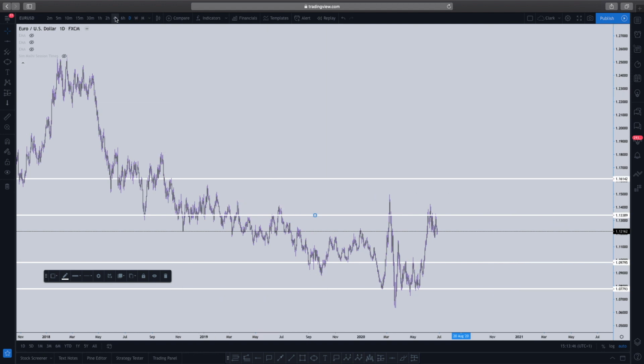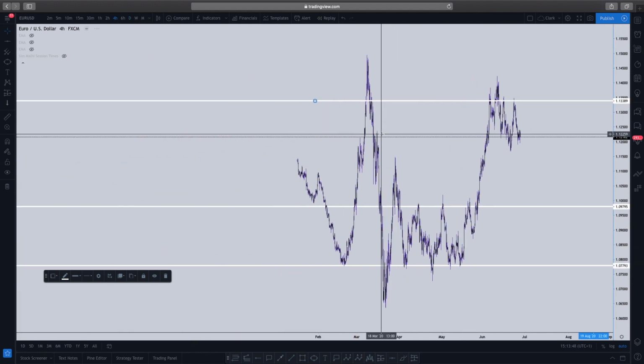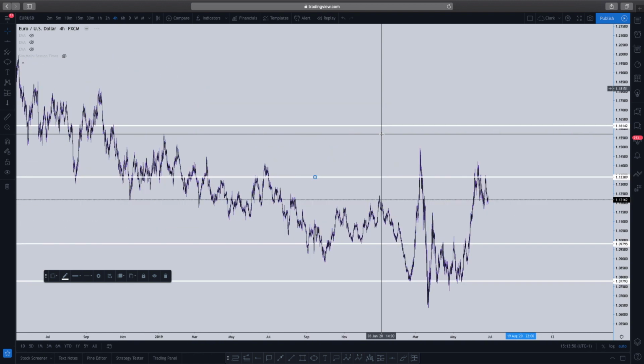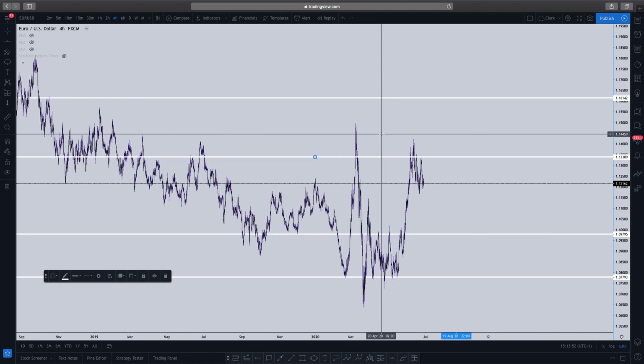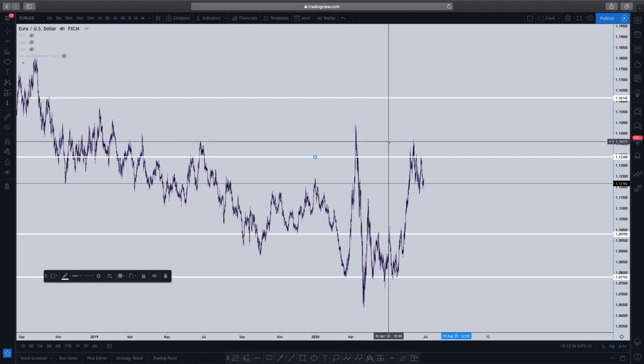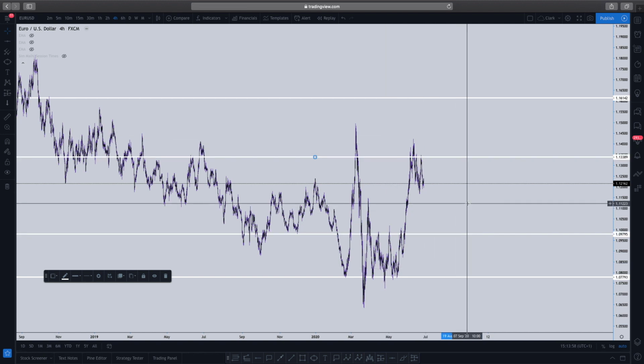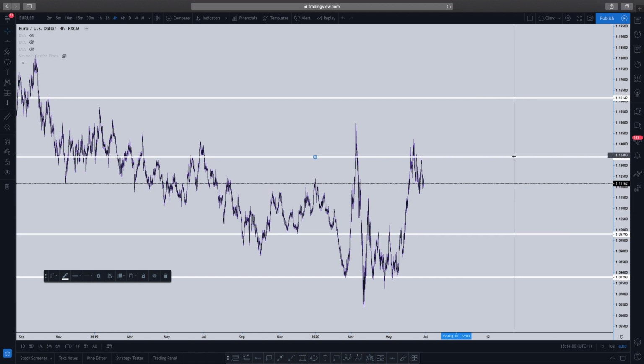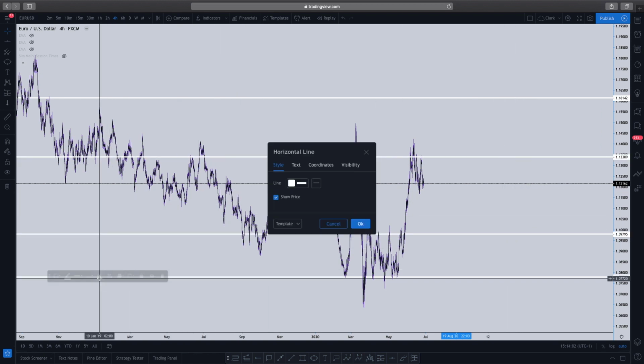You can go deeper, so let's go to the 4-hour. And what you can do, you can just leave these on if you like. It's going to make your chart a little messy, but at first it's good to leave these on so that way you can see how price reacts when it comes into your levels. You could even label them as well.